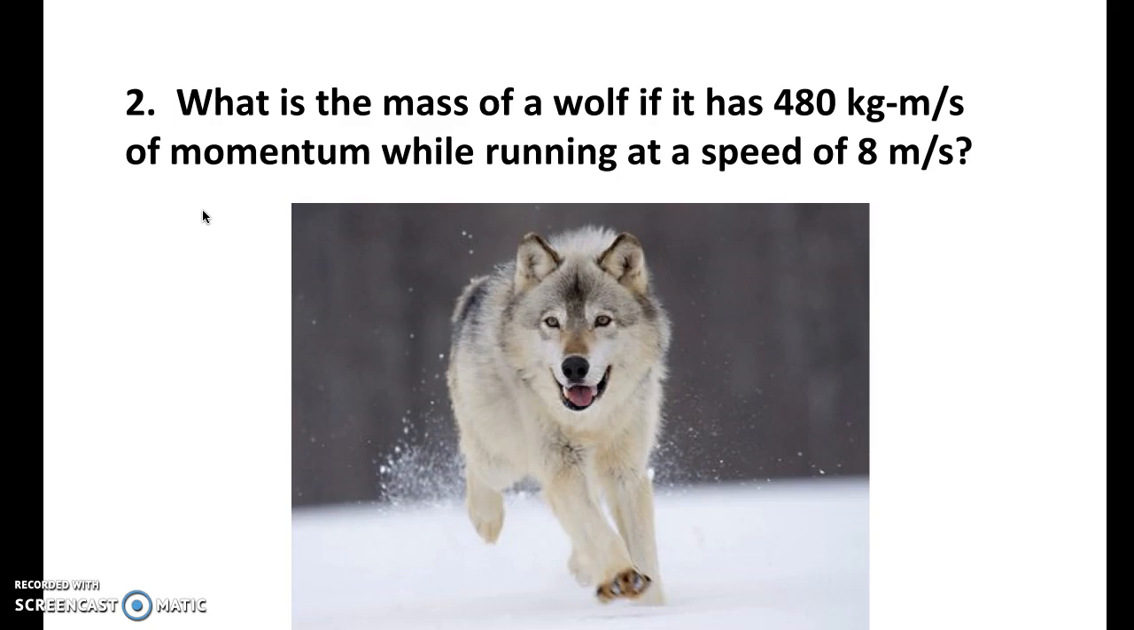And then here we have this wolf. It has a momentum of 480 kilogram meters per second, and it's running at a speed of 8 meters per second. Go ahead and find the mass of the wolf. You should have got 60 kilograms. Okay, using your momentum equation, P equals mv, 480 equals m times 8, and you divide by 8 to solve for mass.